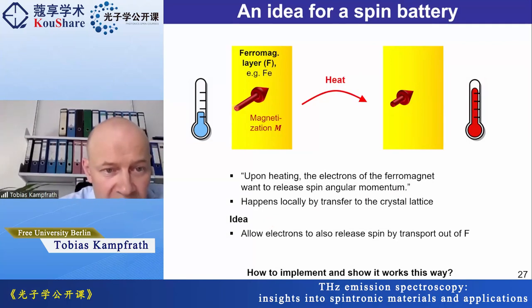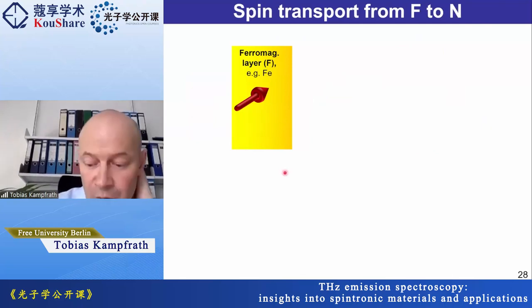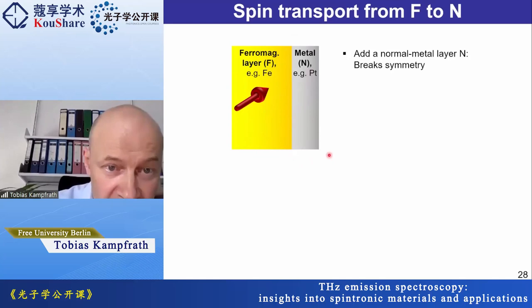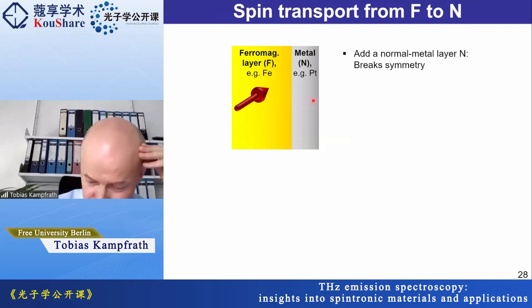Let's also allow the electrons to release their spin not only by spin flips, by spin transfer to the crystal lattice, but also let's allow the electrons to get rid of their spin by transport out of the ferromagnetic layer. So how can we do this? Well, we just take the ferromagnet, but now attach to the right-hand side a metal layer, for example, platinum. And this metal layer now can act as a sink for spins coming from the ferromagnet.